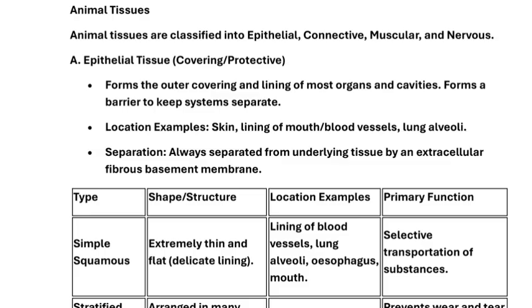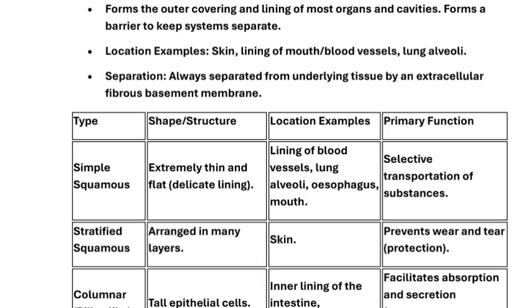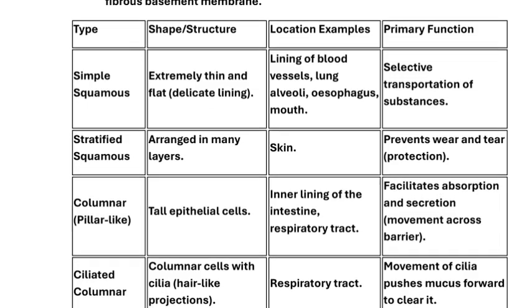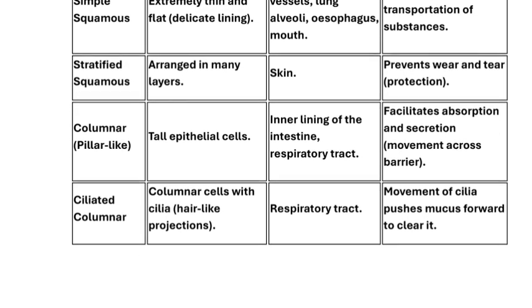Type, shape/structure, location examples, primary function. Simple squamous: extremely thin and flat, delicate lining. Lining of blood vessels, lung alveoli, esophagus, mouth. Selective transportation of substances. Stratified squamous: arranged in many layers. Skin. Prevents wear and tear, protection.